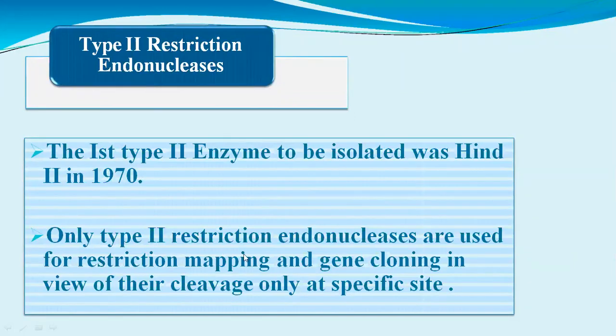So only type 2 restriction endonucleases are used for restriction mapping and gene cloning, in view of their cleavage only at the specific site. So these are the enzymes which are used very frequently when you want to do restriction mapping and gene cloning. Okay.